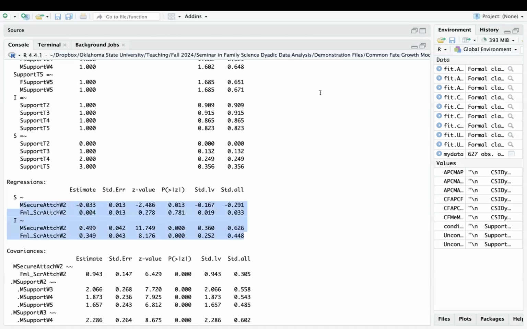So hopefully this has been helpful in helping you understand the common fate growth model, both the conditional growth model, the unconditional growth model, and testing distinguishability in the unconditional growth model.